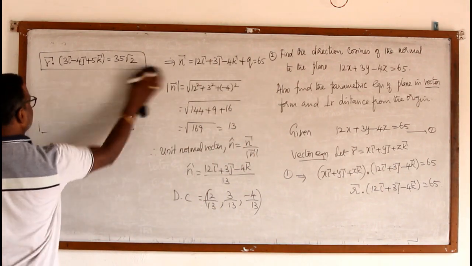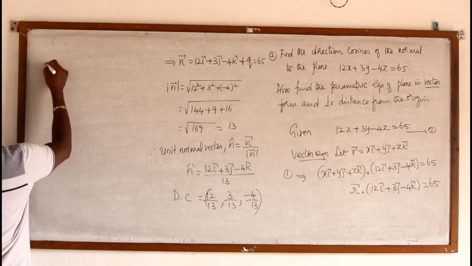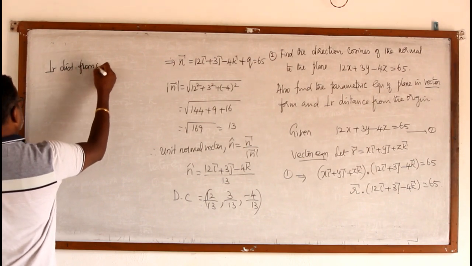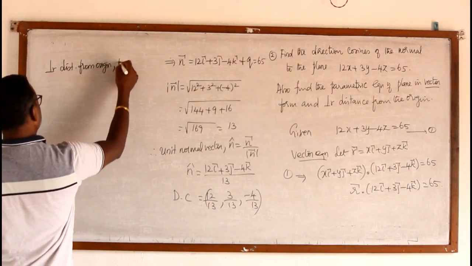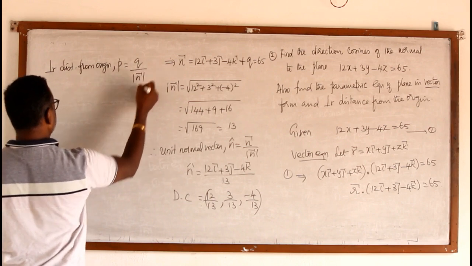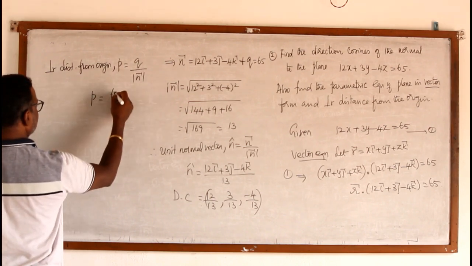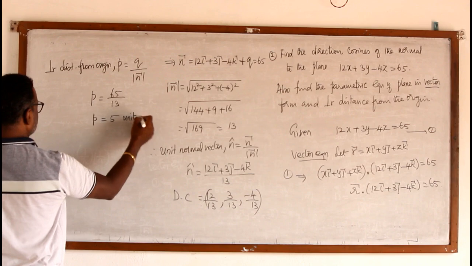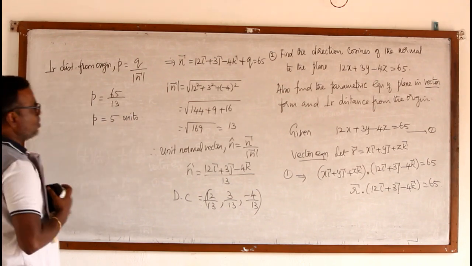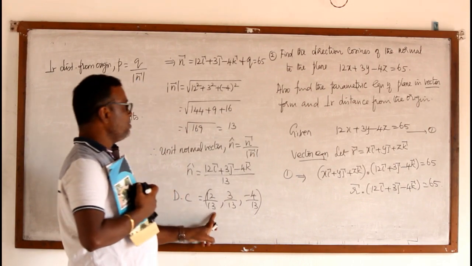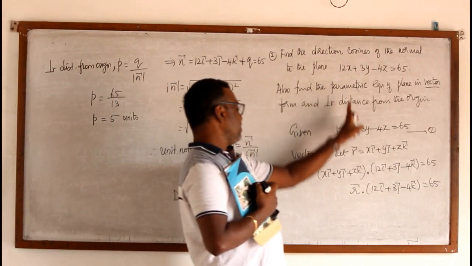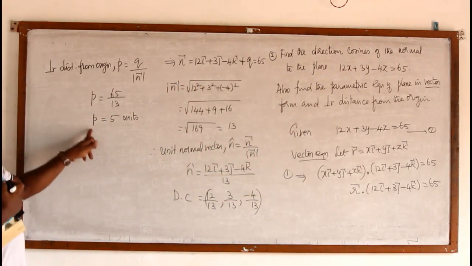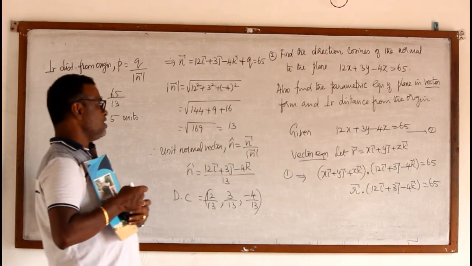One more thing is the perpendicular distance from the origin. p equal to q by modulus of n. So p equal to 65 by 13, so p equal to 5. This is the perpendicular distance from the origin. So the direction cosines are 12 by 13, 3 by 13, minus 4 by 13. The vector equation is r dot (12i + 3j - 4k) equal to 65. And the perpendicular distance from the origin p is 5 units. With that, this problem is over.